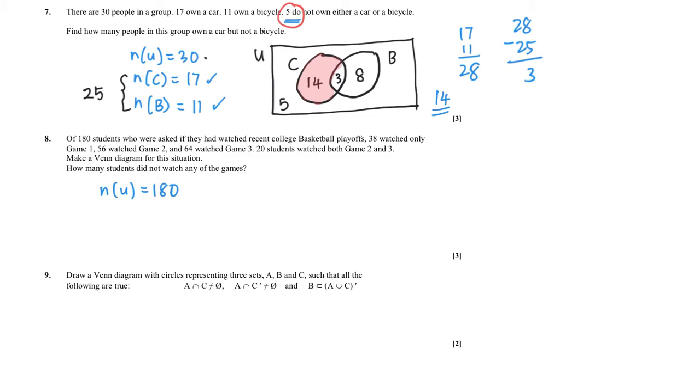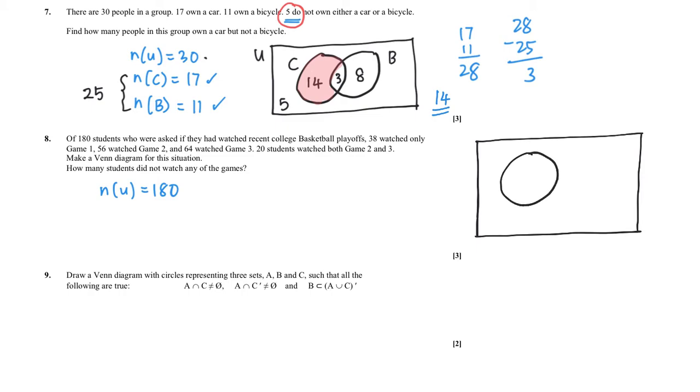But we have 3 games here. Okay, maybe I draw at the side now. Just assume there will be 3 circles overlapping. So this is game 1, game 2, game 3. We label it outside, and now we label U on the outside, top left. Alright, let's fill in the information now. 38 watch only game 1. So only game 1 means it's not with any other games, just 38 outside here.